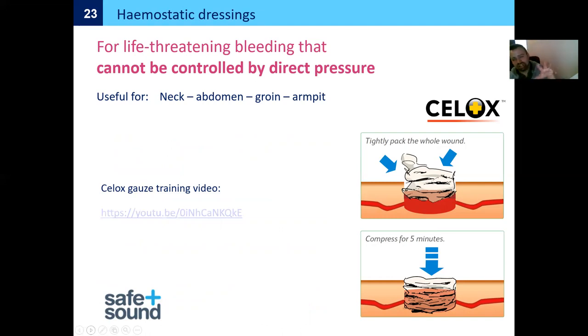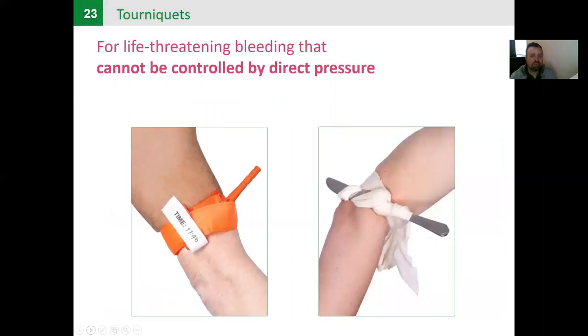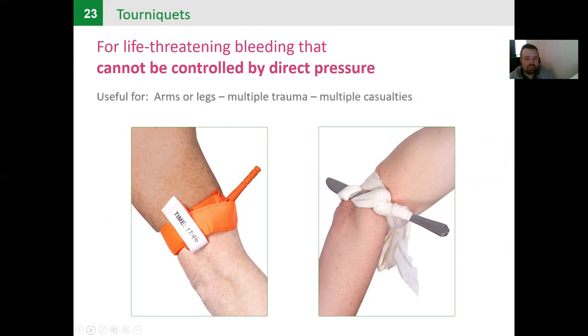And there's some training on there. So if you're going to use that packing that goes into the wounds and helps to stem the flow, that's what we've got. Tourniquets, for life-threatening bleeding that cannot be controlled by direct pressure. We've got arms, limbs, and multiple traumas and multiple casualties. So here, if you had to apply a tourniquet, you must keep an eye on the time of the tourniquet. And that's because if we cut the circulation off to the limb, the problem that we've got is there is now no blood going to the limb.